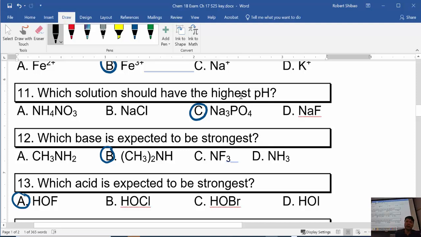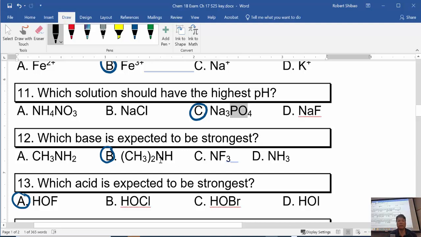Which solution should have the highest pH? The highest pH, phosphate's the strongest base out of here. So this is acid, ammonium. Nitrate's neutral, sodium's neutral. Chloride's supposed to be a base, but it's too weak to hydrolyze water. So this is neutral. Phosphate's a base, and fluoride's a base. And which one's a stronger base? Phosphate, by far. Phosphate's pretty moderately strong as a base. The percent hydrolysis is actually pretty high for phosphate.